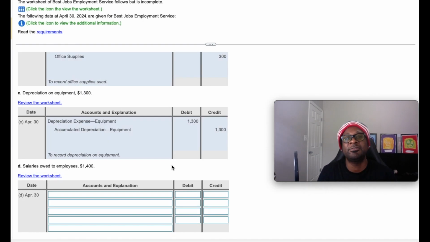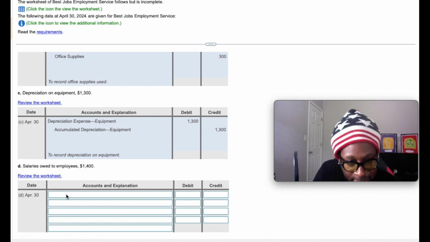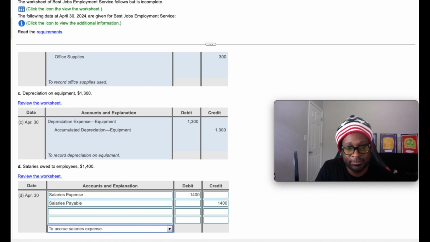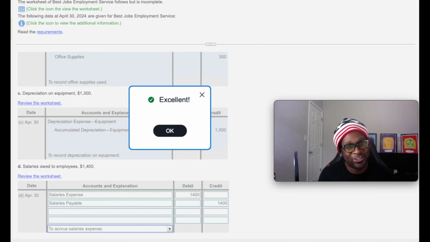And last but not least, we had to accrue some salaries for $1,400, so we debited salary expense and credit salaries payable. Check the answer. Excellent. So there you have it, gang.